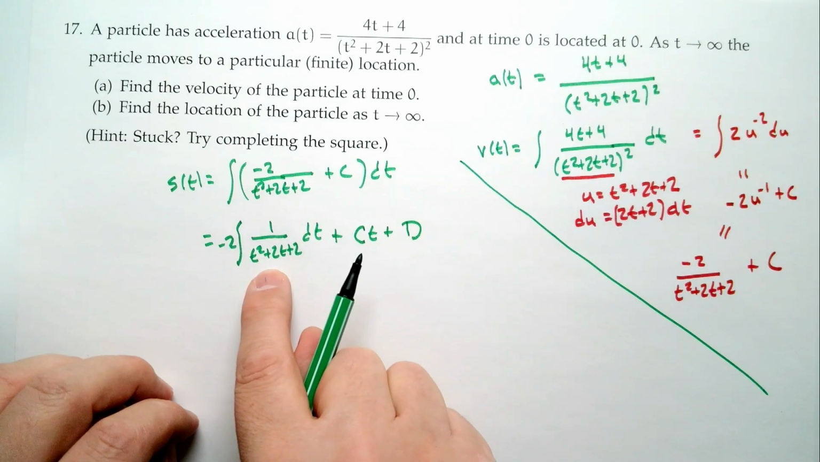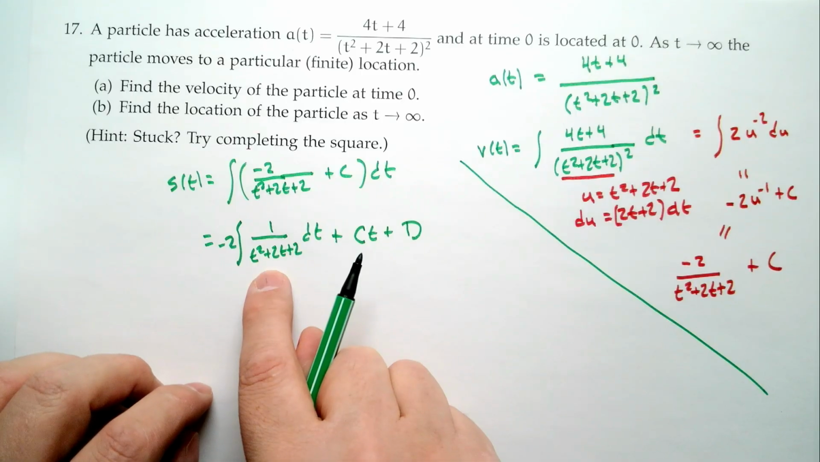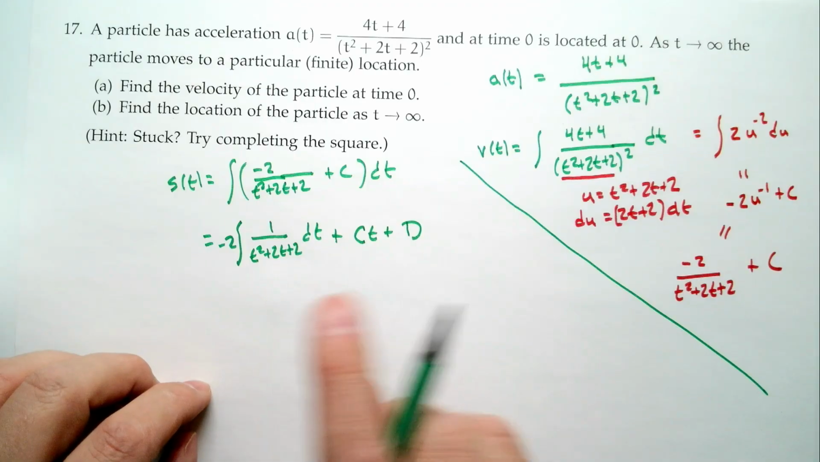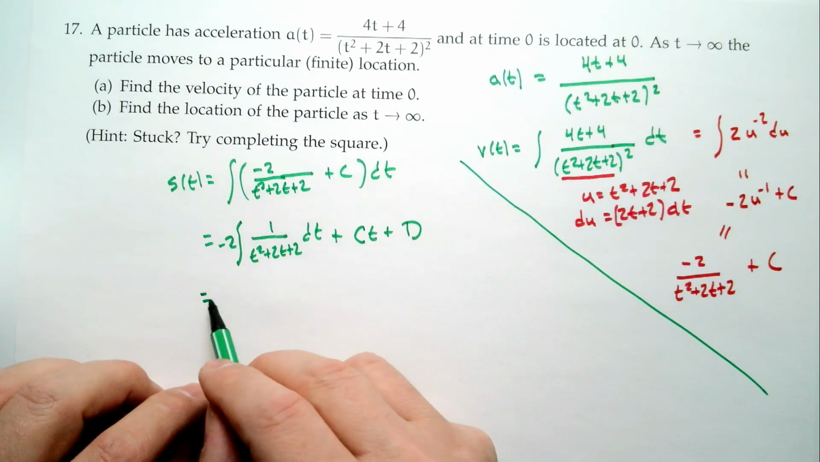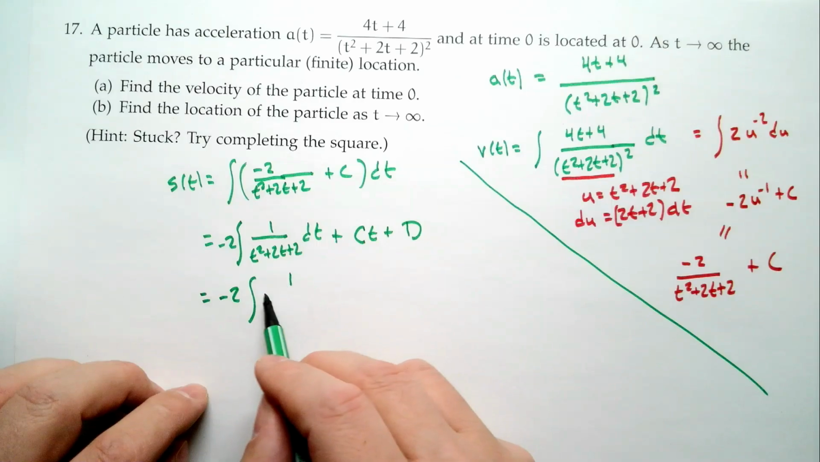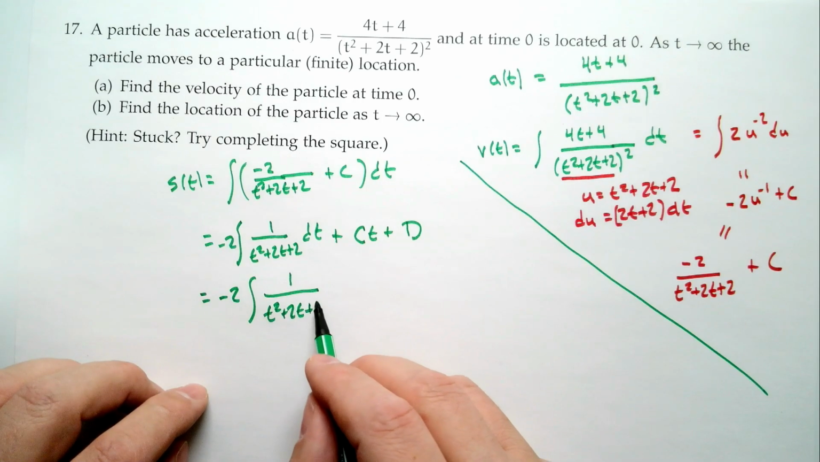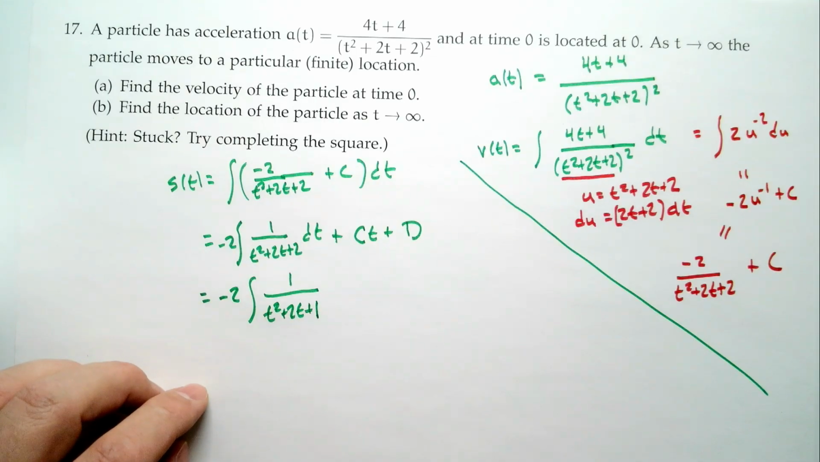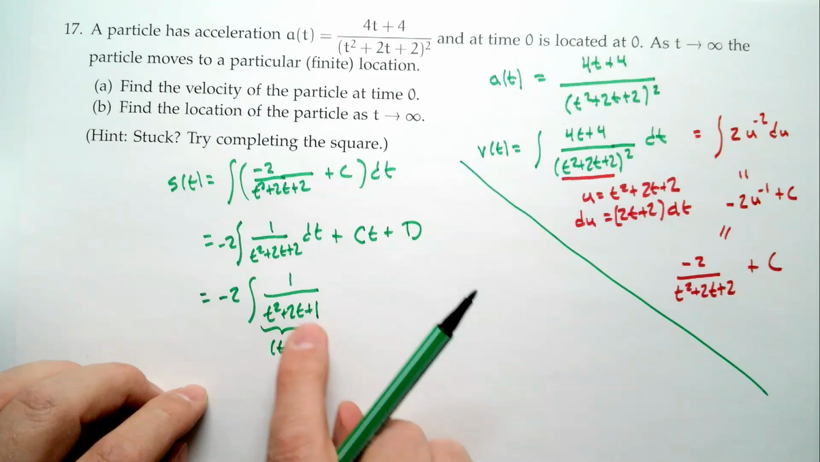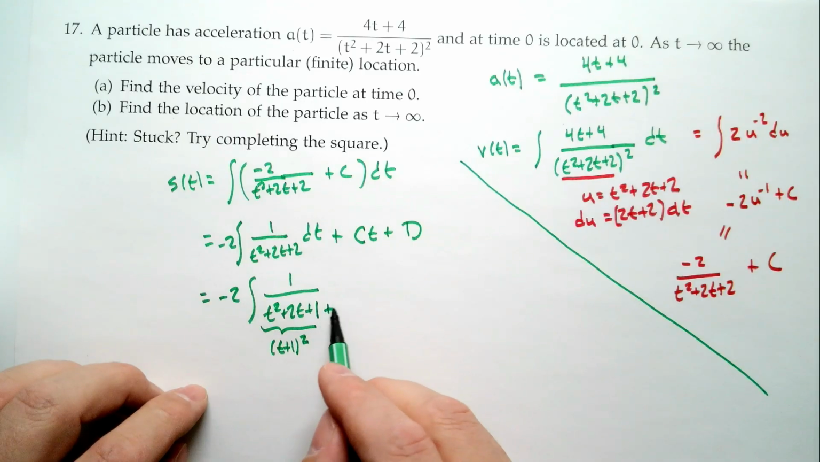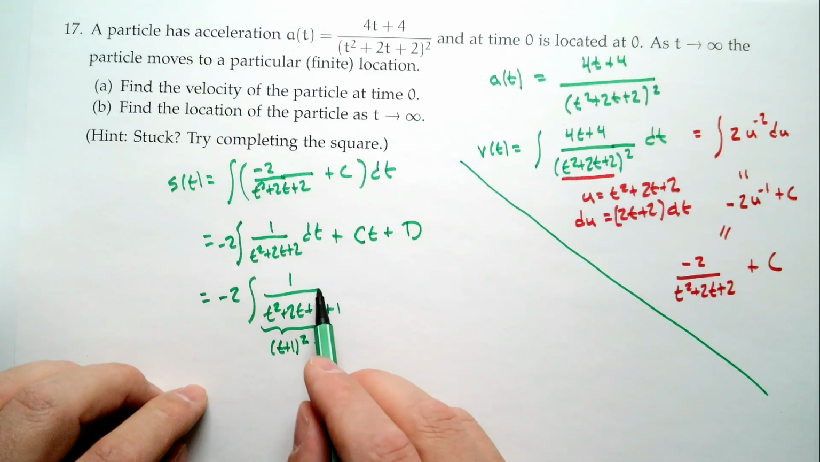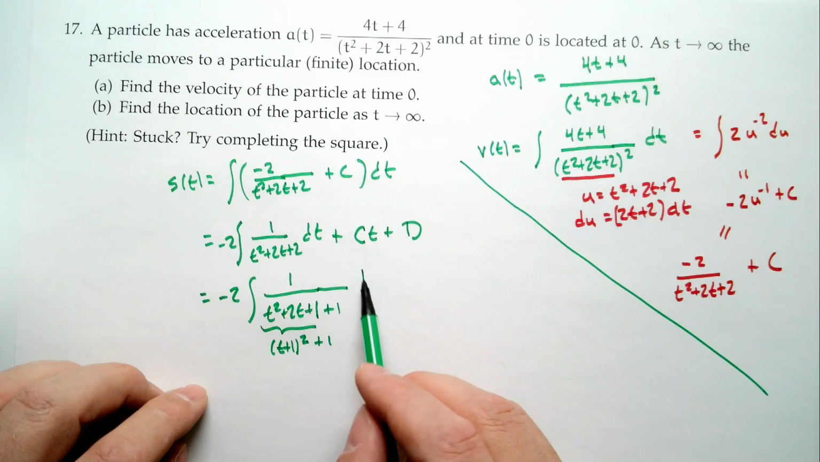t squared plus 2t. What would I need to add to t squared plus 2t to make a square? t squared plus 2t plus what makes a square? If you add 1, t squared plus 2t plus 1, what do you get? You get t plus 1 quantity squared. Now you might say, wait a second, you have plus 2. Well, that's okay, plus 1 more. So the denominator is really t plus 1 squared plus 1.